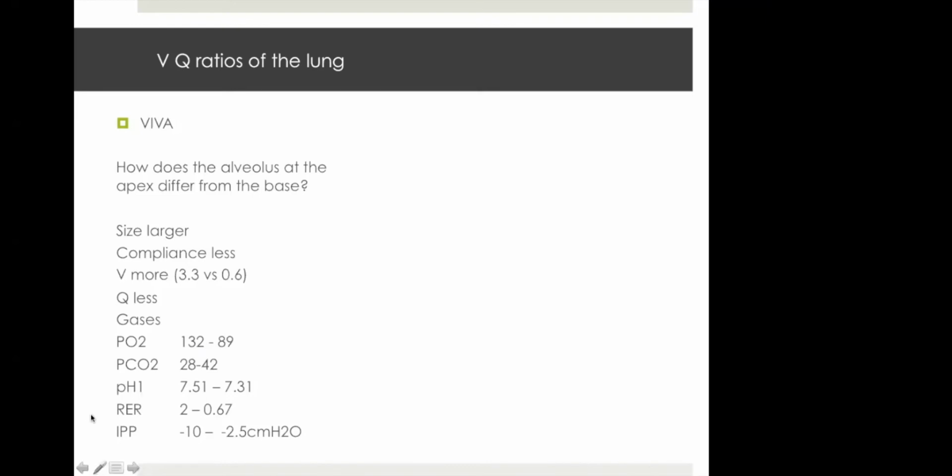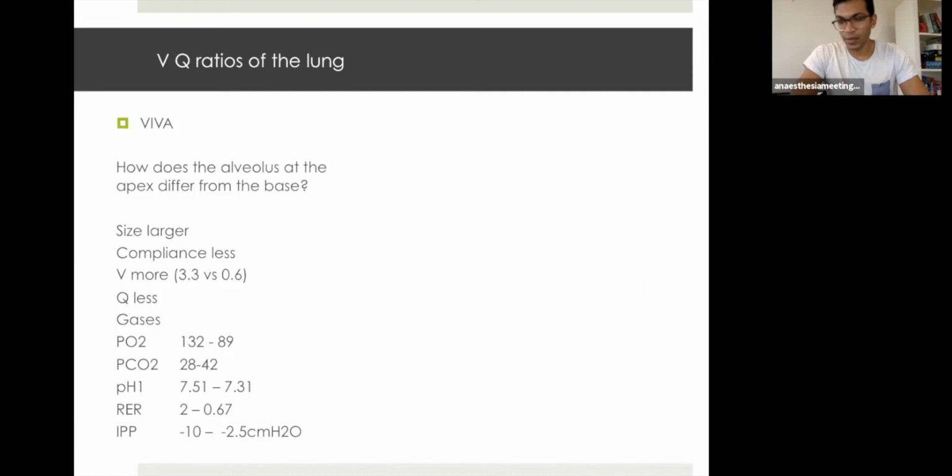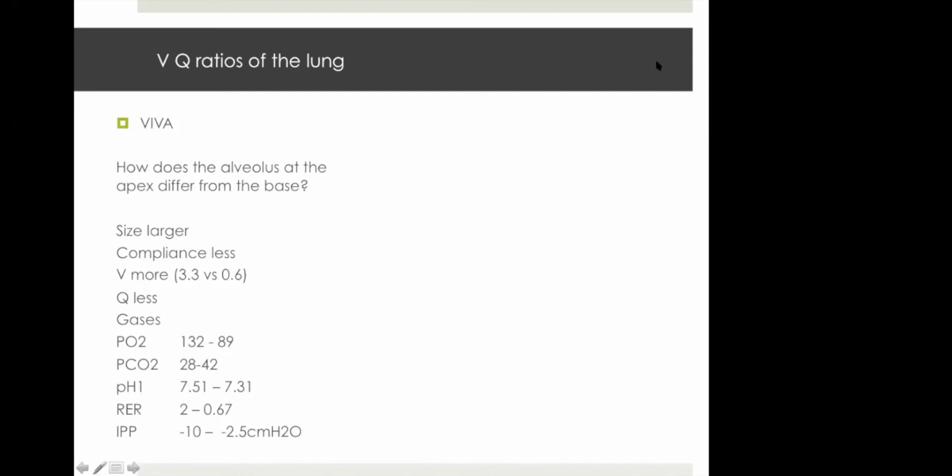Okay. So it'd be 713 subtract 132 subtract 28. So it'd be 553. Perfect, exactly. And what is it at the base? So at the base it'll be, again, take away the vapor pressure. So 713 subtract 89 subtract 42 would be 582.